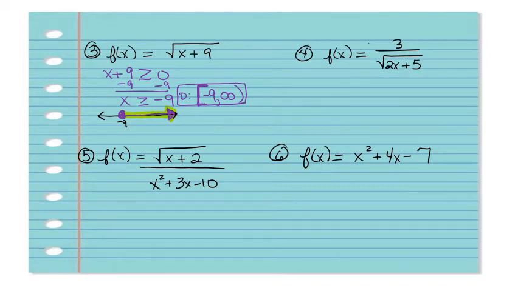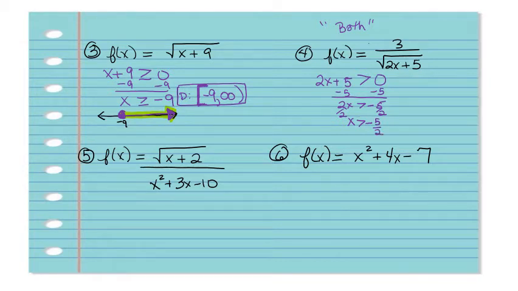Okay, number 4 has a fraction as well, and a radical. So this is what we're going to do. We're going to take what's in the denominator and set it just greater than 0, because it can't equal 0 because it's in the denominator. This is a both situation. And so I'm going to solve this, and I get 2x is greater than negative 5. Divide by 2, x is greater than negative 5 over 2.